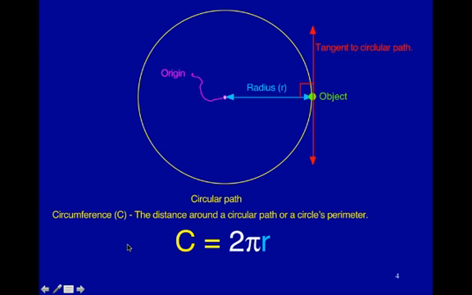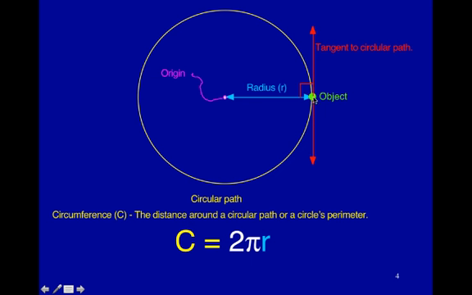If we're going to understand circular motion, we need a little background with circles. So our yellow circle here would be our circular path that this green object would travel around. And it could travel around in two different directions. It could either be going clockwise this way around or counterclockwise this way around the circular path.